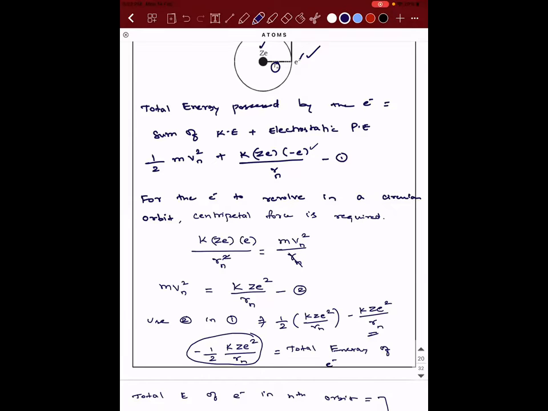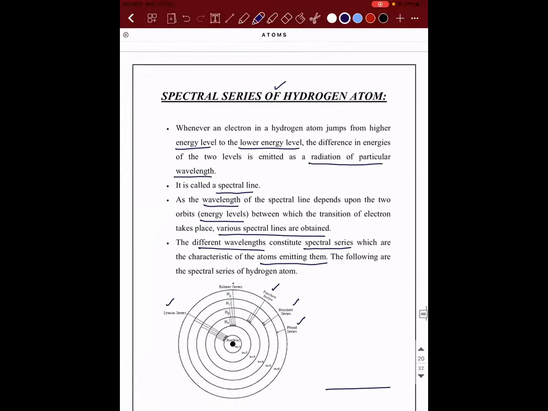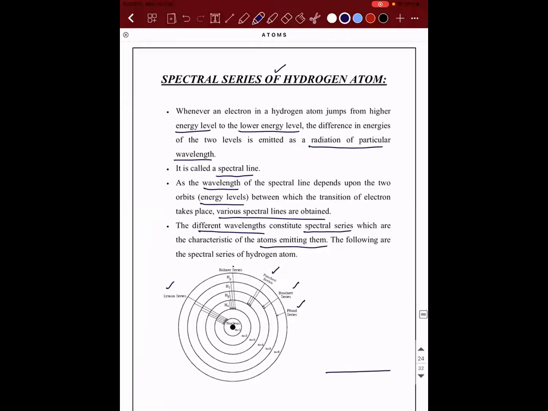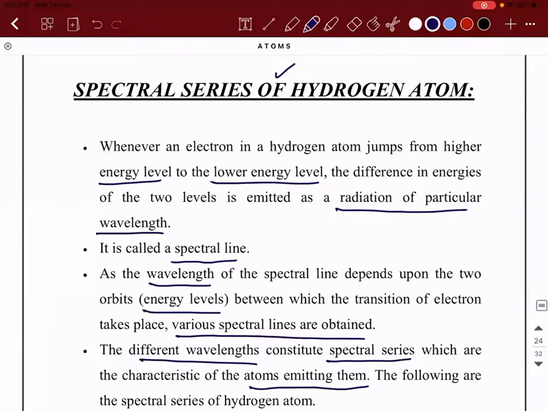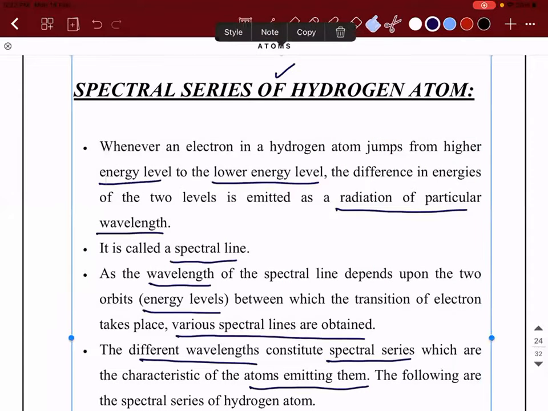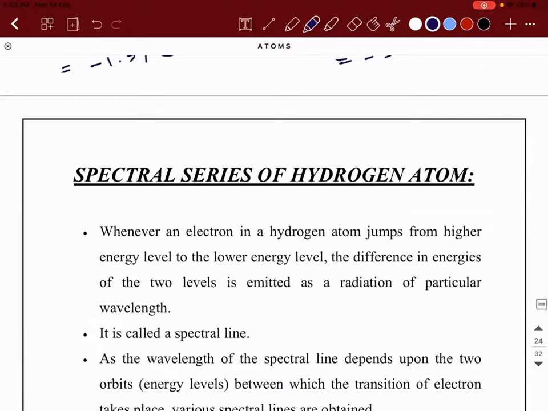Right. So I think we are ready to move on to the next concept, right? The last concept that is left out in this chapter is spectral series of hydrogen atom. I told you in the beginning of this chapter itself that there is something called spectral series. So what do you mean by these spectral series? It is basically spectrum. Spectrum is a word which you already know. It is light, right?